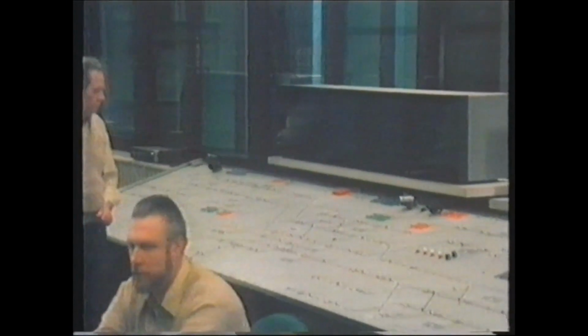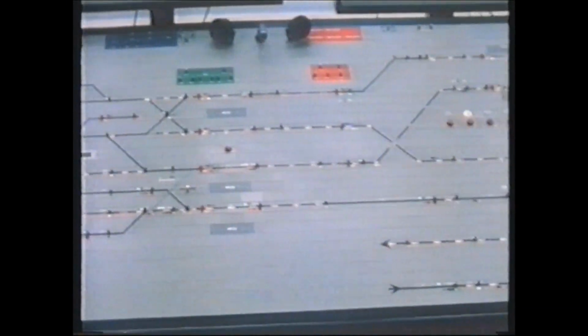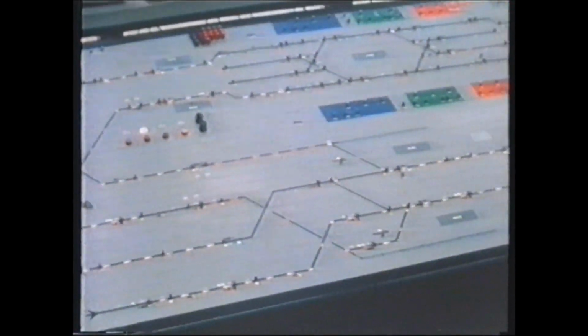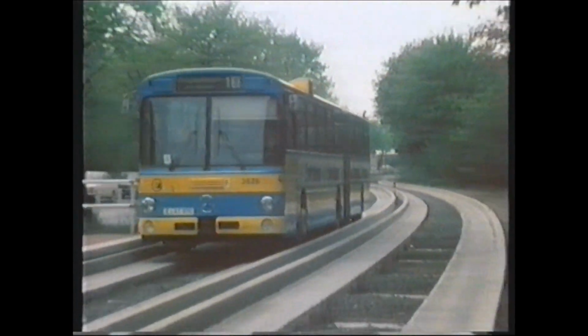For each stage in the construction of the transport network, different types of control systems can be used. Even for track-guided buses, normal radio can be used in the initial stages.